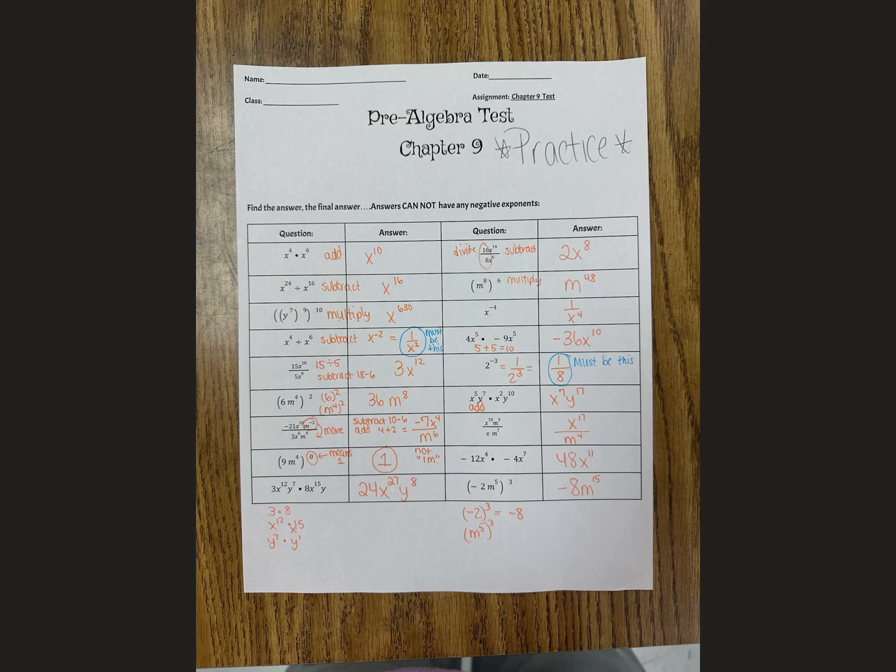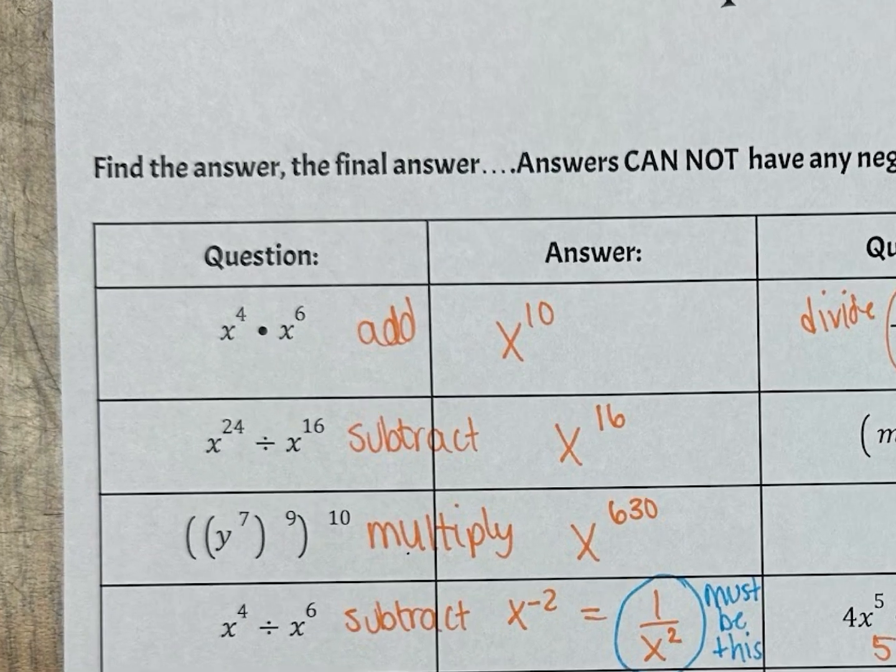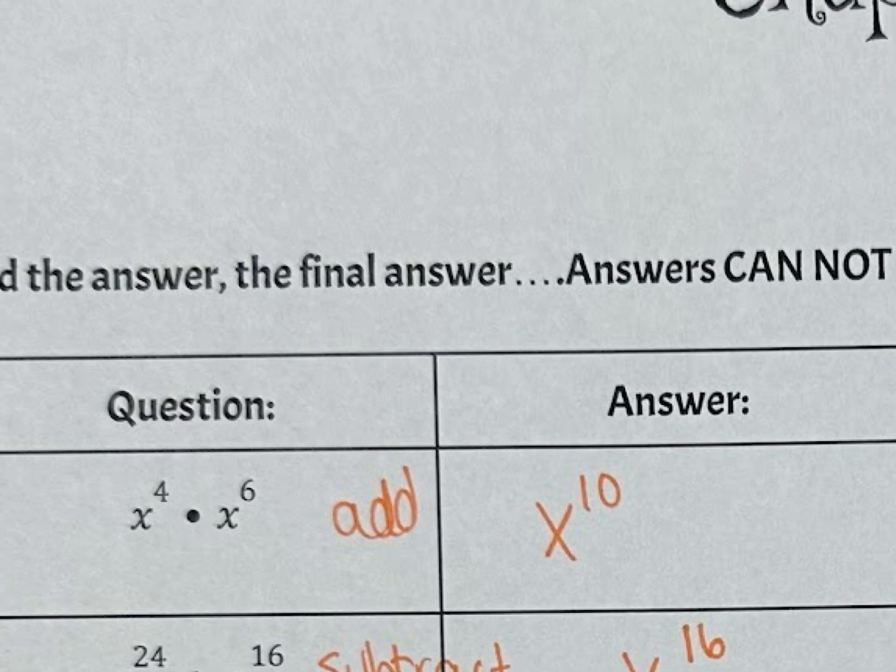All right, pre-algebra students, we're going to grade your homework. So take out your practice quiz and let's go over the answers. First question is x to the 10th because we're adding the exponents. 4 plus 6 is 10.